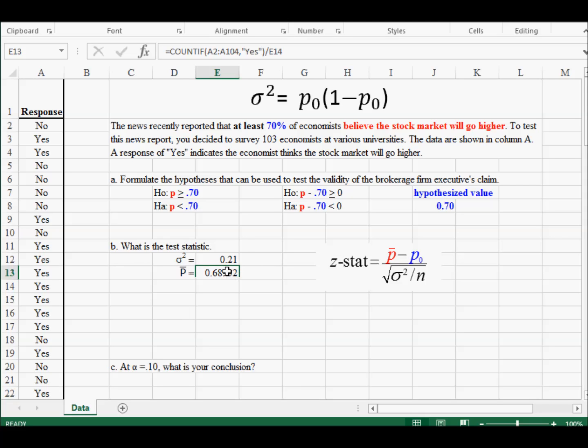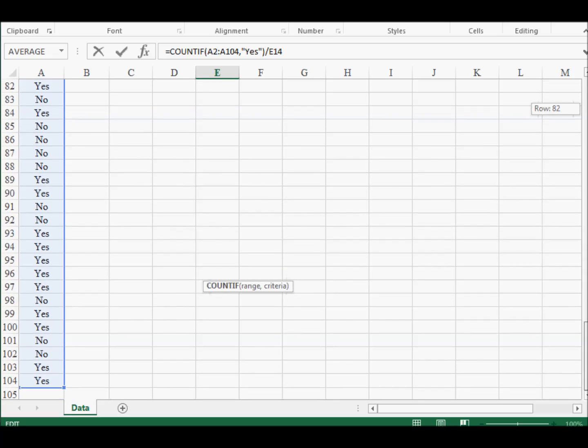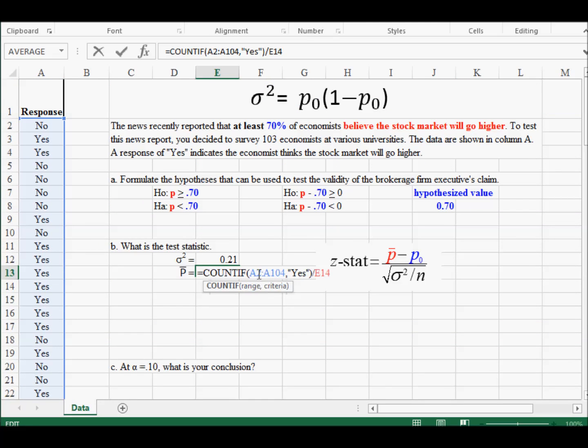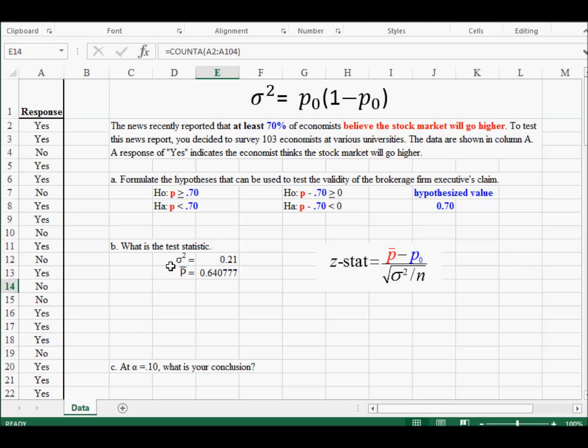The p-bar is the count in this column that goes from A2 down to A4. So we're counting the blue box when the economist said yes, the stock market will go higher. And then we're dividing that by the sample size, which is 103. The way we got the sample size, we just counted. We used equal count A and then highlighted the blue box. And we got a count of 103.